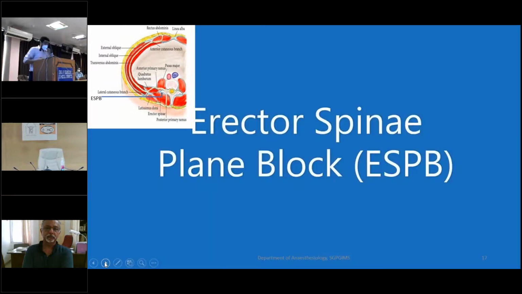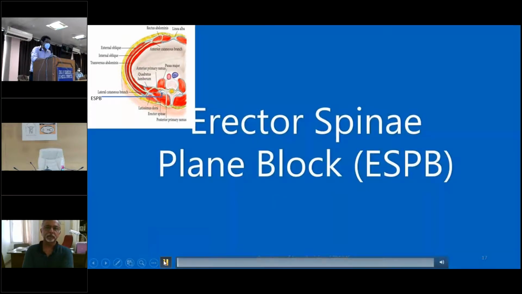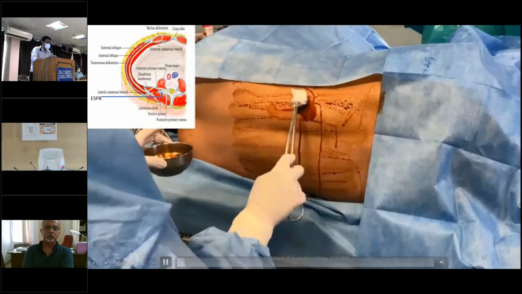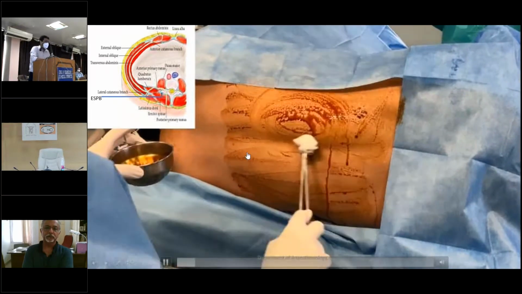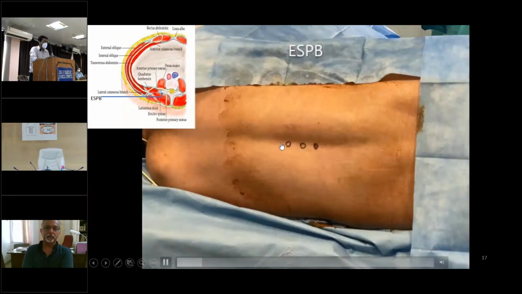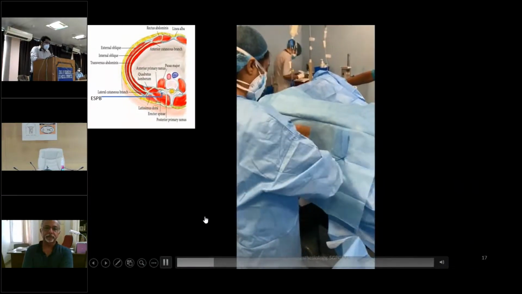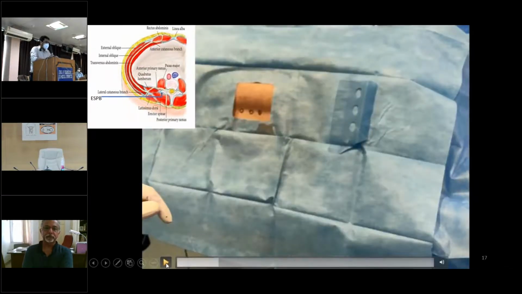That is the erector spinae plane block. In erector spinae plane block, our position remains the same, that is, the patient is in lateral position. However, there is a slight difference, that is, we try to accentuate the spinal area. Hence, we flex the limbs and the head. I'll pause the video here. We have draped the area.